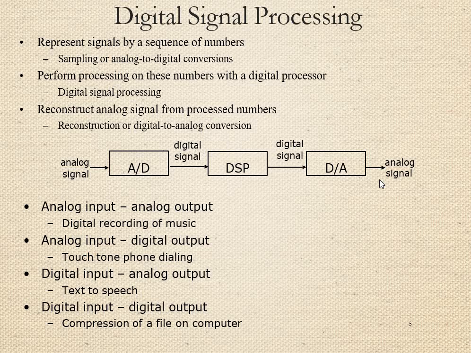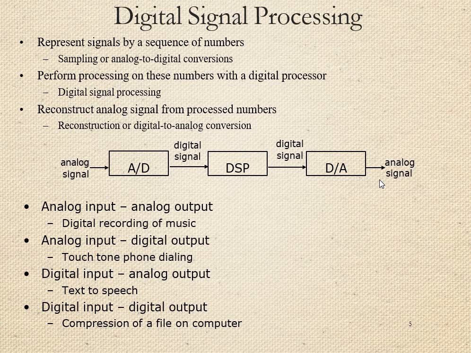In digital signal processing, we normally represent the signals by a sequence of numbers using sampling or analog to digital conversion. To perform processing on these numbers, we use a digital computer, which is called digital signal processing. Reconstructing analog signals from the processed numbers is done by reconstruction, or digital to analog conversion.